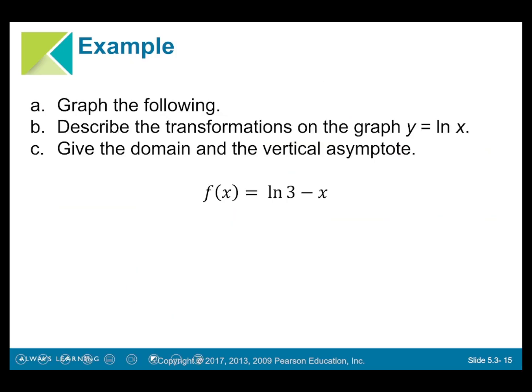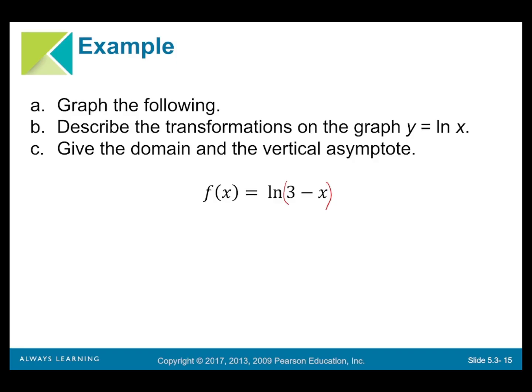All right, so moving on. Given this graph, ln of 3 minus x, describe the transformations of the graph y equals ln of x. Also give the domain and the vertical asymptote. Now, this is ln of (3 minus x), and it is intended to be like that with the parentheses. That would be specified typically on an exam or something else.